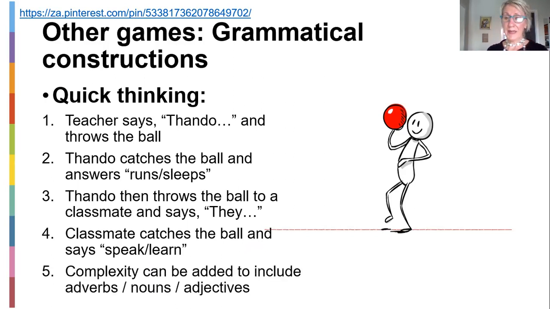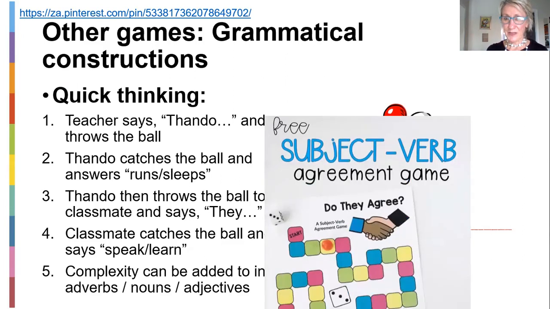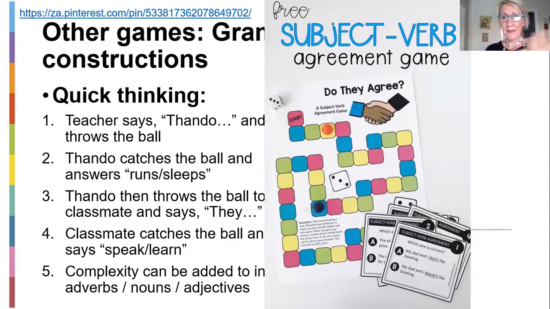Then complexity can be added as you get to maybe grade 10s, 11s, 12s. They must add in an adverb. He runs fast. Add in an adjective. Beautiful Tando runs exceptionally fast. Okay, so you could have different ways to complete the sentence. This is a subject-verb agreement game. These little games, little spaces, how they can move on. Which one is correct?